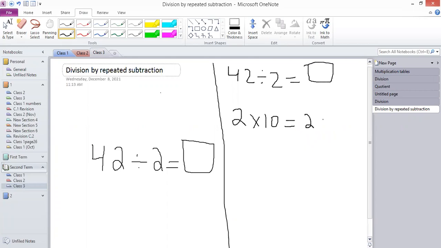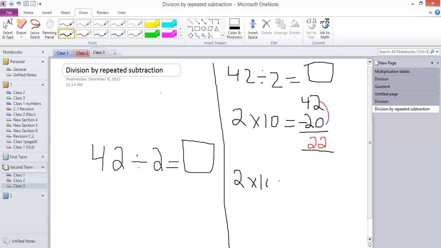Now what will you do? You will subtract 20 from 42. You are dividing 42, right? Now subtract 20 from 42, because this is the repeated subtraction method. 2 minus 0 is 2, and 4 minus 2 is 2. So now 22 is left. Again you will multiply 2 by 10.